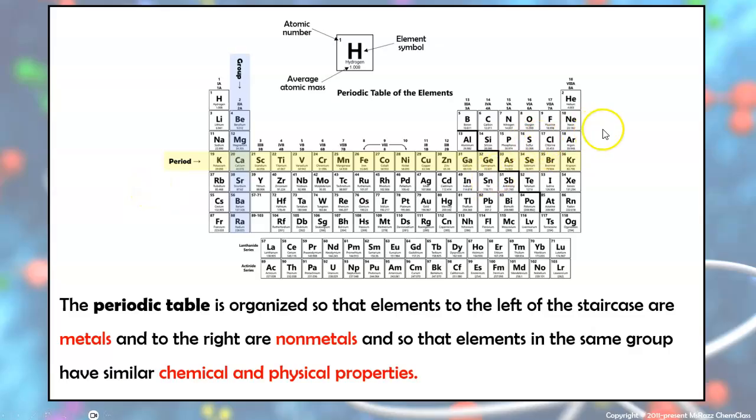Everything to the right of the staircase are nonmetals. Hydrogen, which is over here, is actually also a nonmetal, but you don't have to worry so much about that until we get to the periodic table. This is just an introduction. So the way that they're arranged is that every group, meaning every column, all the elements in those columns have similar chemical and physical properties.